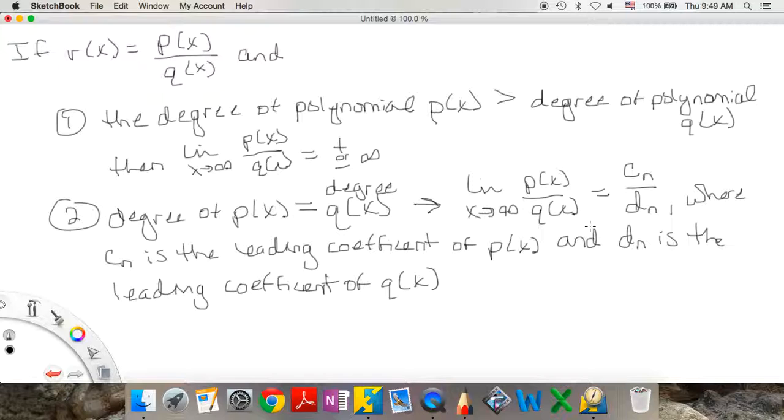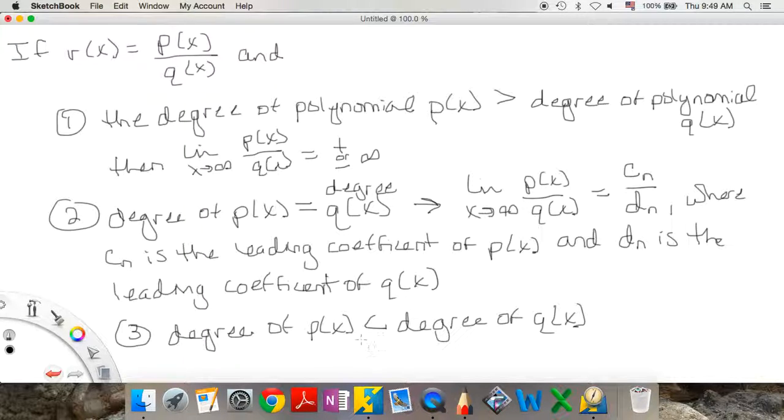We just saw that in the last example we did. We ended up with a ratio of the leading coefficients because the degrees were equal. Now, if the degree of p of x is less than the degree of q of x, then the limit as x goes to infinity of p of x over q of x is equal to 0.